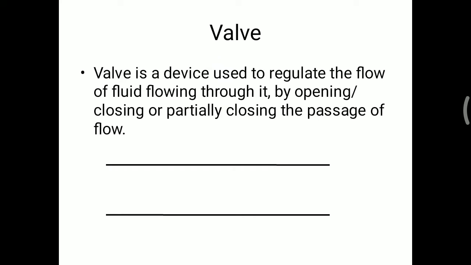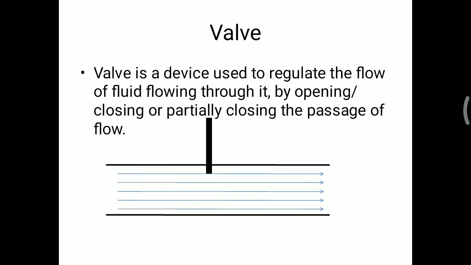So starting with the basics of valve, let's see what is valve. Valve is a device used to regulate the flow of fluid flowing through it by opening or closing or partially closing the passage of flow. For understanding, suppose there is a pipe and a valve installed on it, and if the valve is closed, the fluid flow doesn't pass through that, and if the valve is open, the fluid passes.